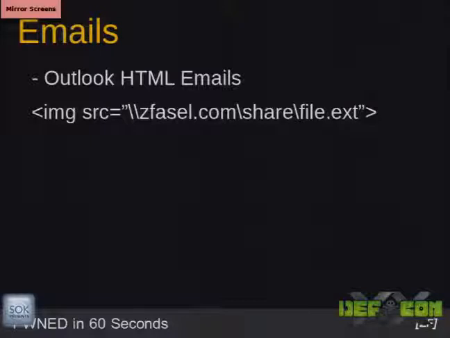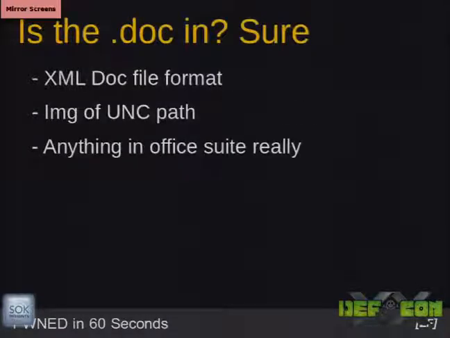Another way we can get people to automatically authenticate to our rogue server is over emails. Some people may already know about this, others not so much. But in Outlook, if you have an HTML email with a network share inside of it, it'll automatically connect and authenticate. That's pretty cool. What about .docs? The whole Office suite is actually like this. Embed an image or an HTML file, open it up, and it'll automatically connect to that network share.